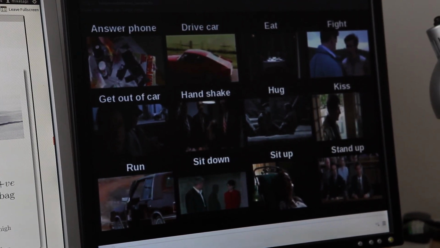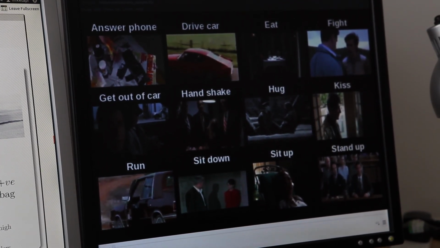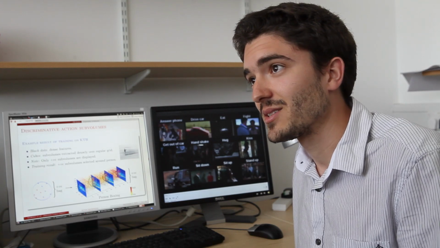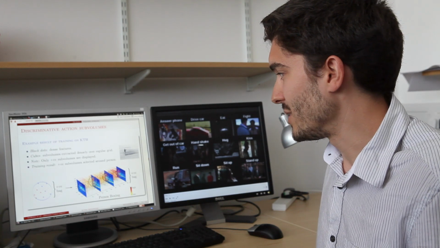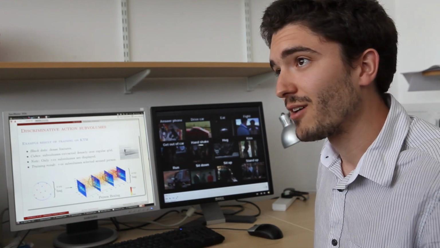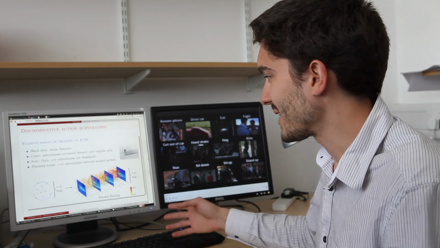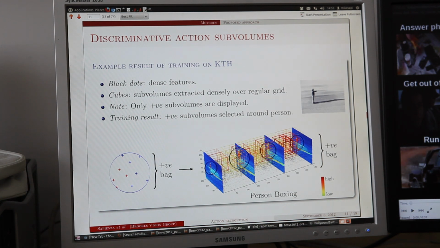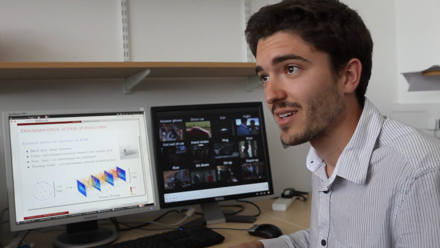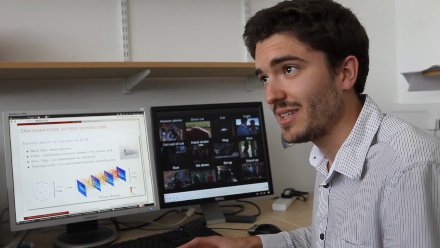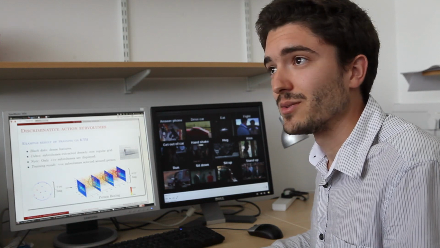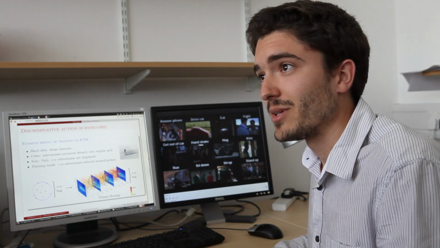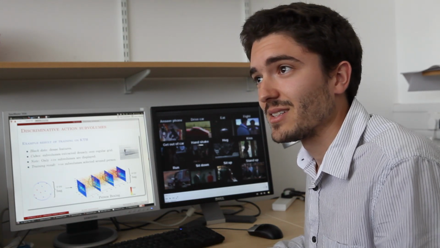So in order to do action recognition, you need to be able to localize where inside the video the action is taking place. And so we consider videos to be 3D volumes of pixels. And as you can see, there we're looking for the particularly discriminative parts of actions which characterize different actions, so that the computer will be able to discriminate between many classes of different actions.